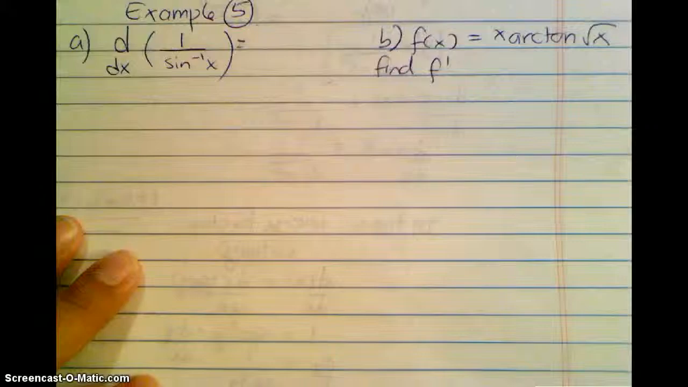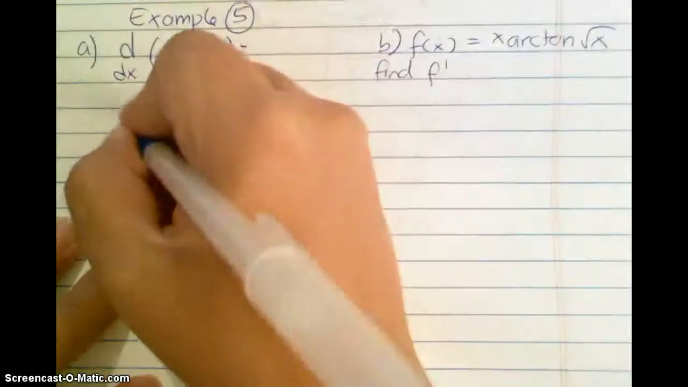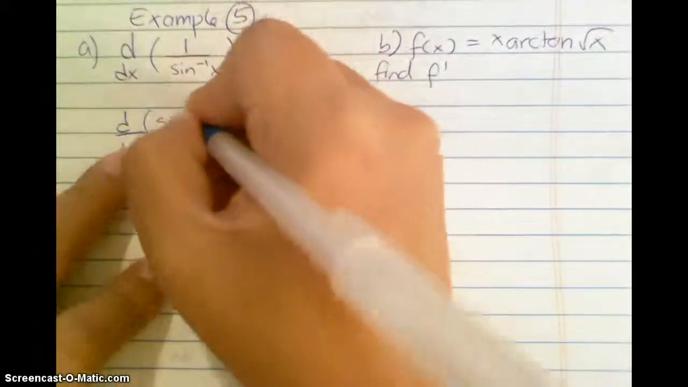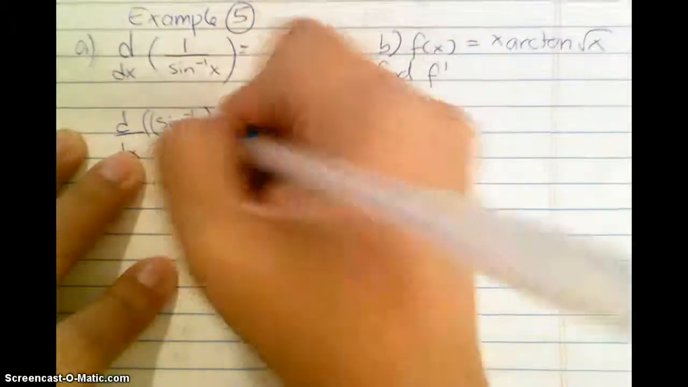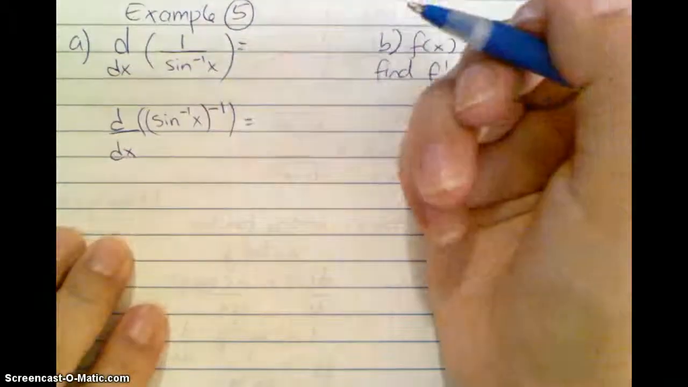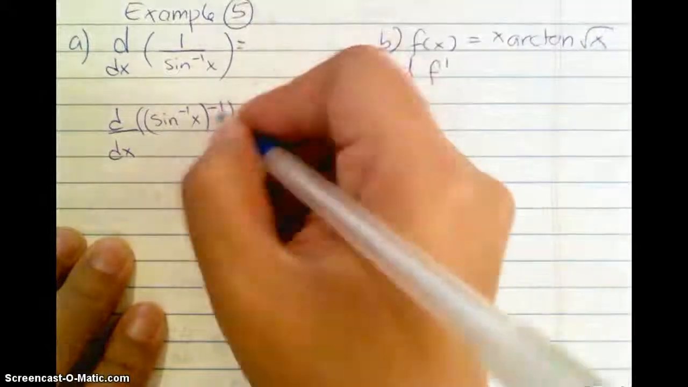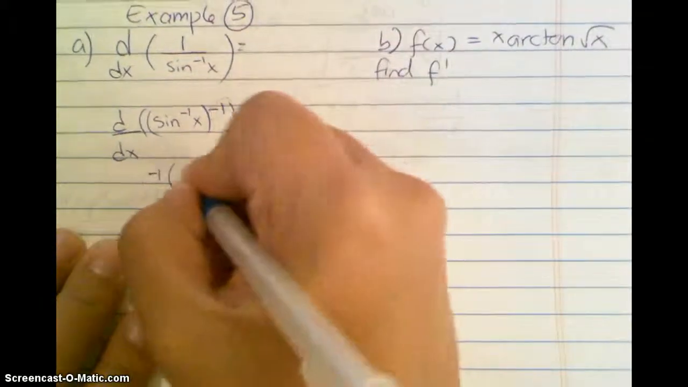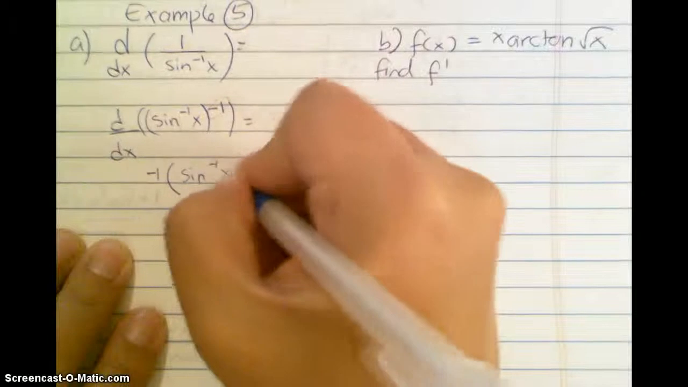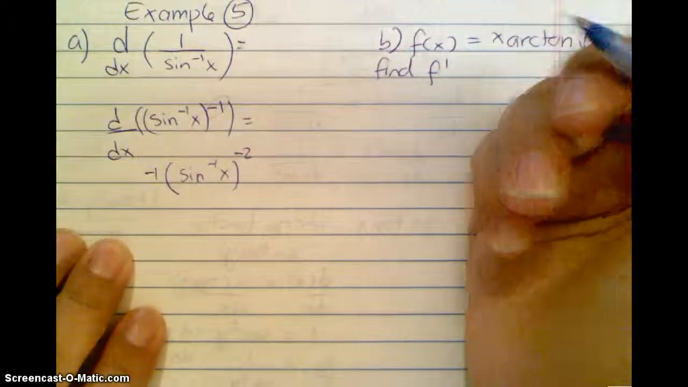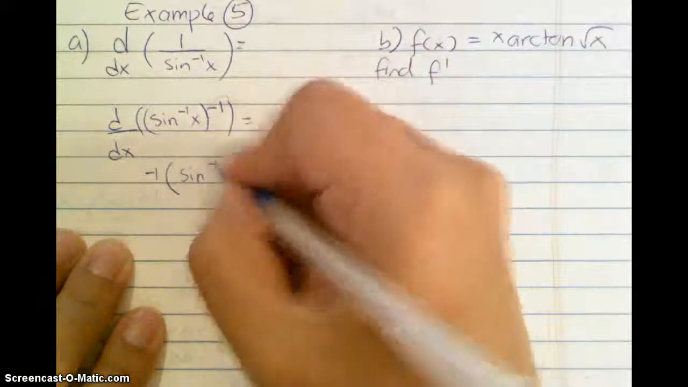So I'm going to rewrite that as taking the derivative with respect to x of a function that looks like this: inverse of sine, reciprocal. Okay. So now I'm just using the power rule. This will be the new coefficient, and the new exponent will be 1 less than that, which is -2, times the derivative of the inside.